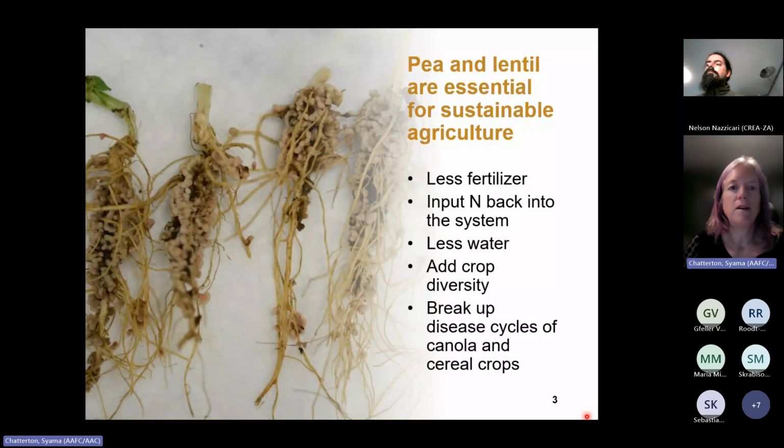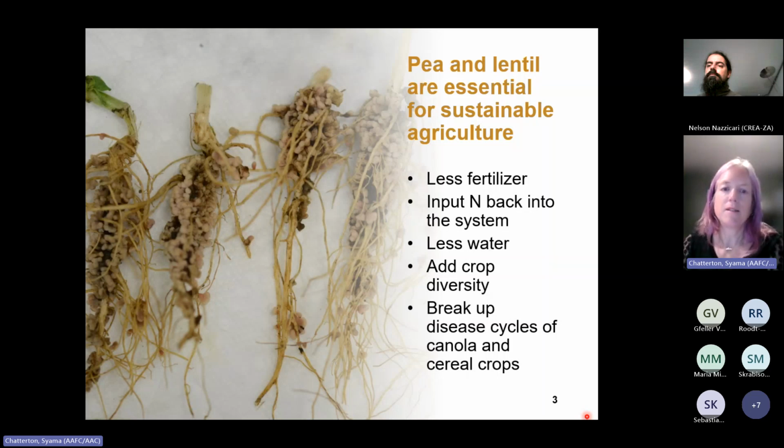So as we all know, pea and lentils are essential for sustainable agriculture globally. I think it's why we're all here, why we're all interested in legumes. They're very beneficial to agricultural systems. They use less fertilizer because of their nitrogen fixation. They input nitrogen back into the system, again, because of that ability to fix nitrogen. They generally are very water efficient, so they use less water than cereal and oilseed crops. They add crop diversity back into the system, providing that sort of sustainable agricultural framework, and they help break up disease cycles of canola and cereal crops.